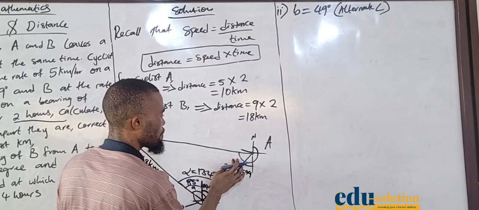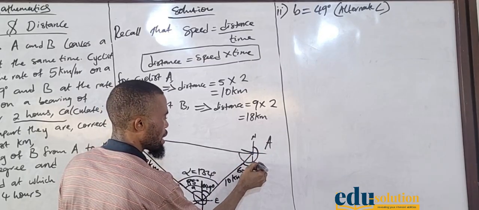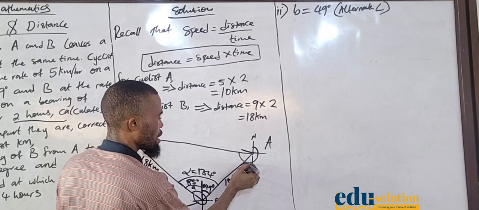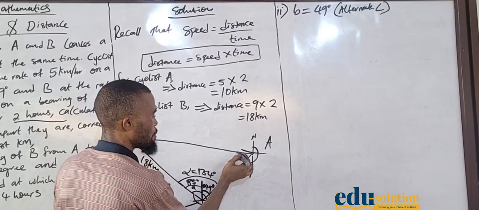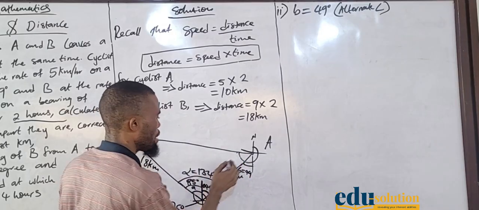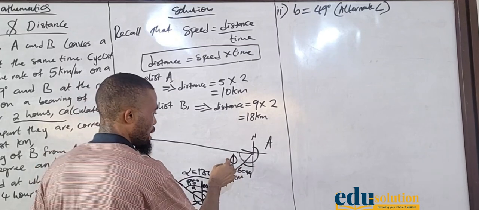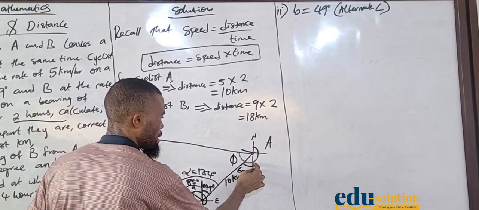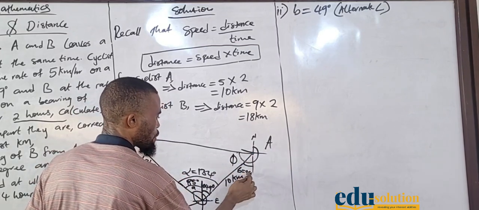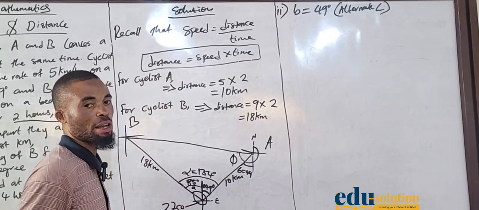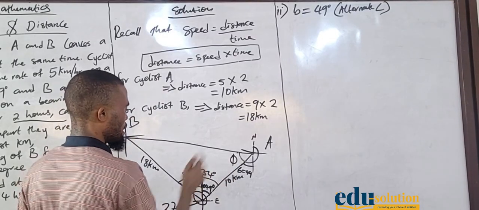If I'm able to get here, look at it, from here to here is 180. Here to here is 49. I need to get this place. If I'm able to get here, that's all. So let me call here 5 now. If I get this 5, I will say here to here is 180 on a straight line: 180 plus 49 plus this 5. I will get the bearing that we are looking for. So let us get this 5.